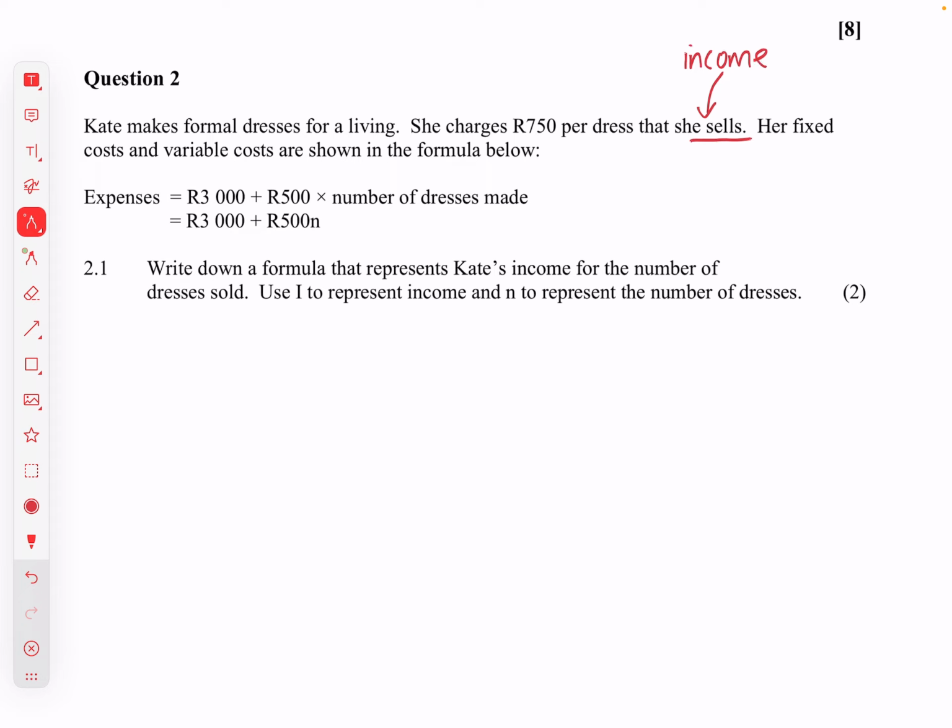Her fixed costs and variable costs are shown in the table below. So here the 3,000 is basically your fixed cost. 500 is your variable cost. And so instead of writing number of dresses, we replaced it with the letter N. The first question is: write down the formula that represents Kate's income.